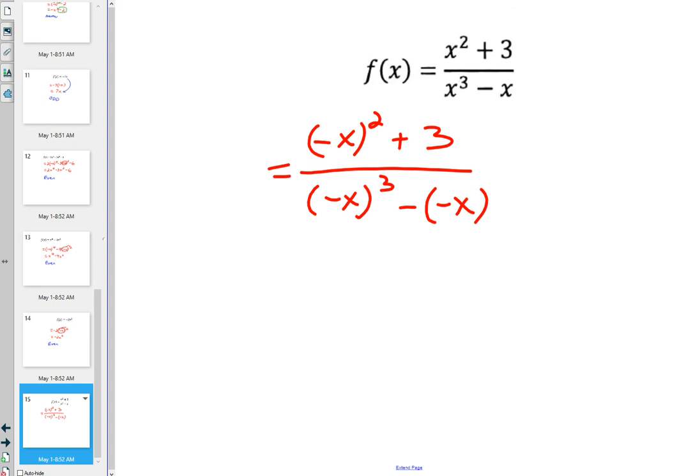Okay, so the negative x squared becomes positive x squared. The 3 stays the same. On the bottom, this becomes negative x to the 3rd and then plus x. Okay, it's definitely not going to be even because the signs aren't the same.